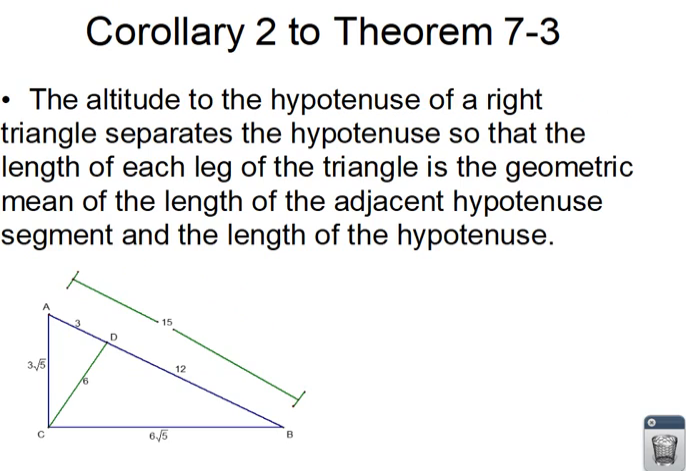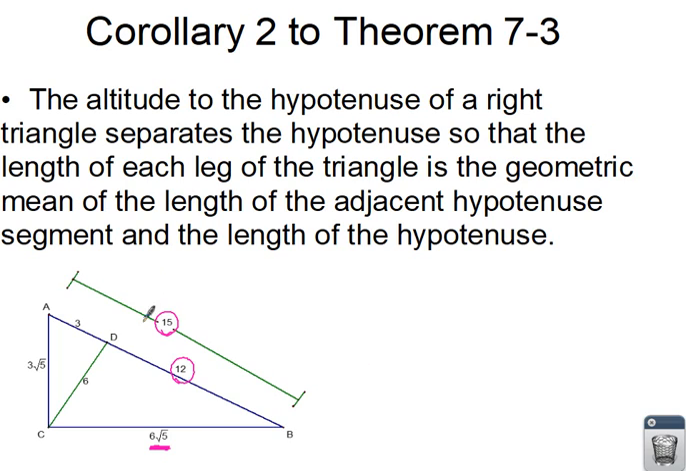Alright, corollary number 2. The altitude to the hypotenuse of a right triangle separates the hypotenuse so that the length of each leg of the triangle is the geometric mean of the length of the adjacent hypotenuse segment and the length of the hypotenuse. That's a whole lot of jargon. So what this is saying is if you take the whole length of the hypotenuse and one of the pieces of the hypotenuse and do the geometric mean, you'll get the leg closest to that piece.